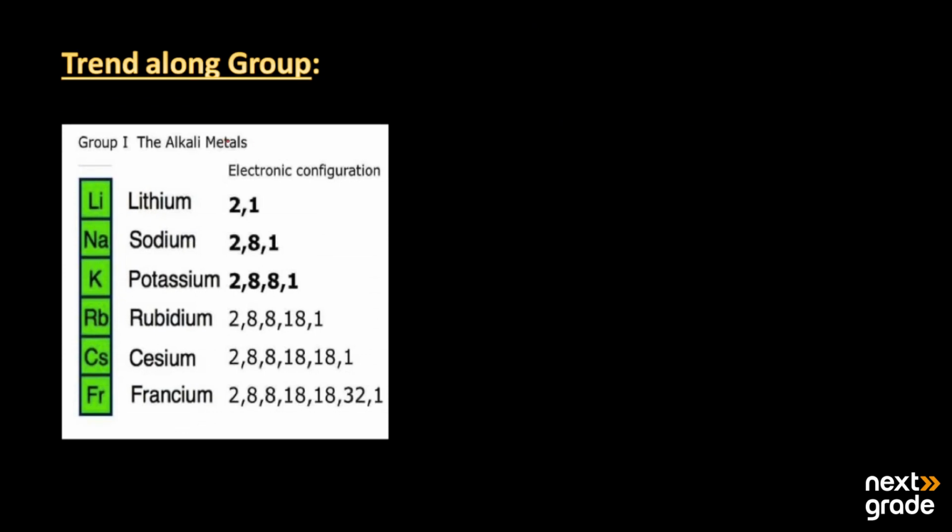Then we have the trend along the group. Group 1A elements are known as alkali metals. Moving down the group, all these elements have one electron in their valence shell. But as we move down, the thing that affects conductivity is their atomic size. The atomic size of an atom increases when we move down the group.